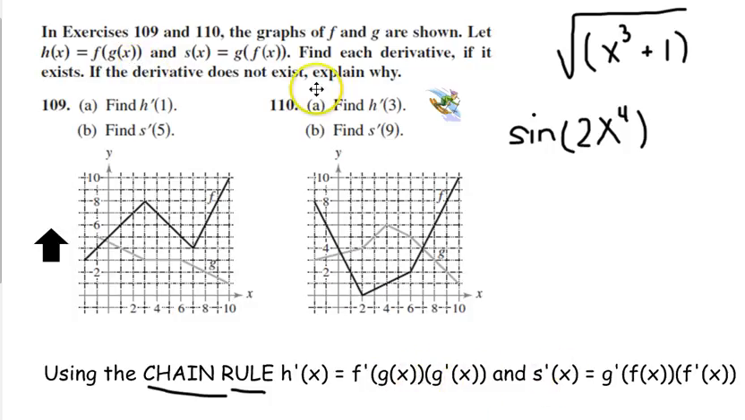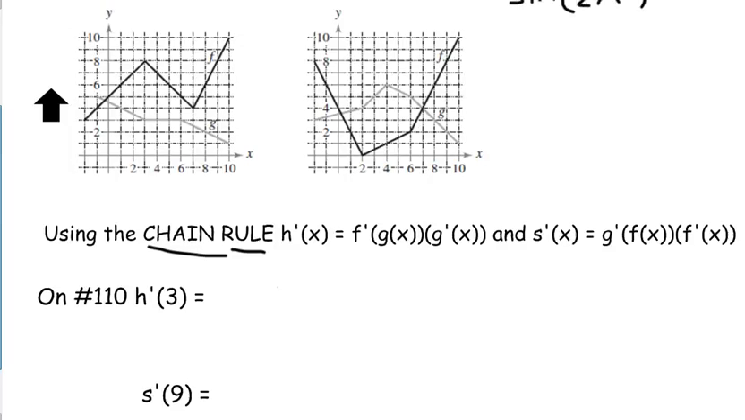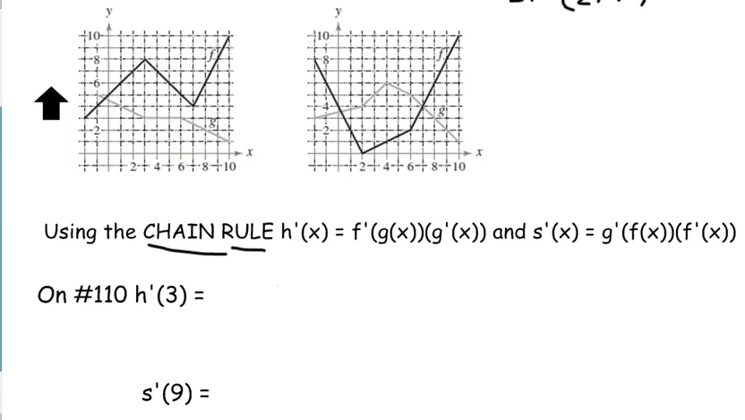Same thing then for s prime of x. You take the derivative of the outside function with the same thing being plugged inside as it was up here, and then you multiply that by the derivative of the inside function. If I remember correctly, you are doing problem number 110 on your assignment. So let's take a look at how we would do that.